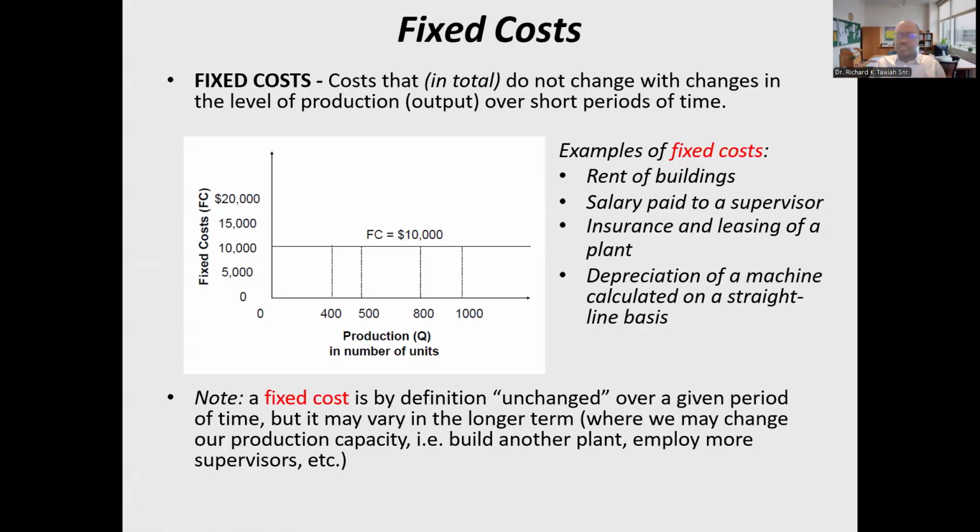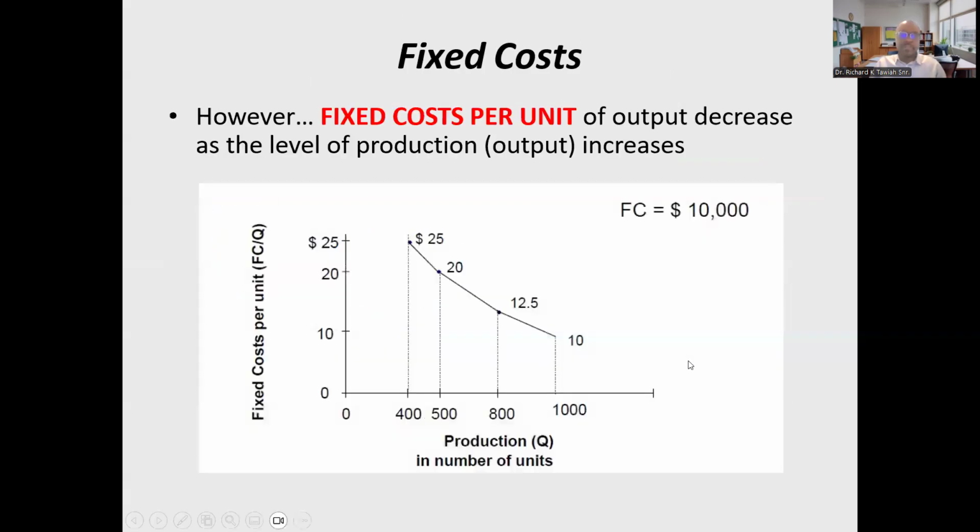But if you try to do this calculation and see, 10,000 divided by 400, what do you get? 10,000 divided by 500, it will drop compared to what you computed for the 400. 10,000 divided by 800, it will drop. 10,000 divided by 1,000, it will drop. So the more we produce, the fixed cost per unit is what drops. If you divide it, you see that it keeps dropping and dropping.